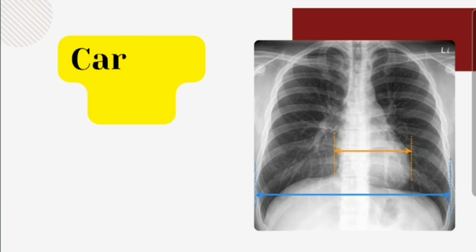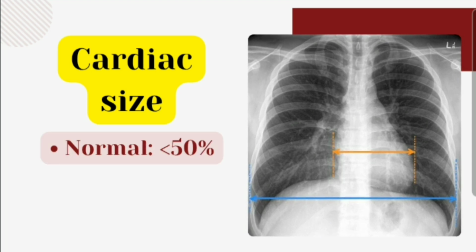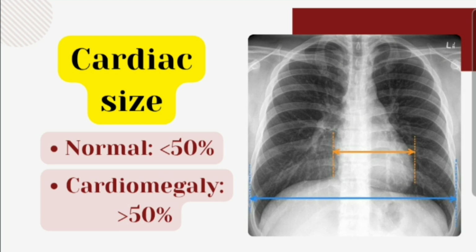Next is the cardiac size. Normal size is less than 50% of the thoracic window. When cardiac size, that is cardiac shadow, is more than 50% of the thoracic window, it is called as cardiomegaly. Chest X-ray AP view exaggerates the size of heart. So accurate assessment of cardiac size requires chest X-ray PA view.